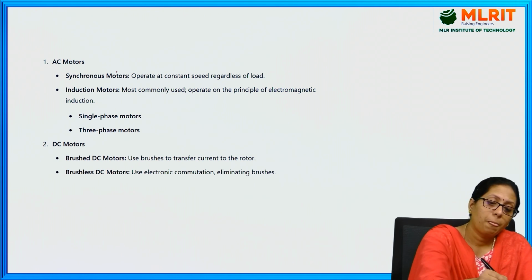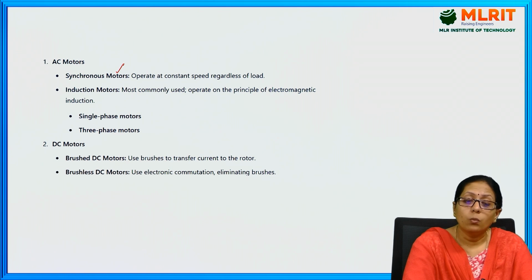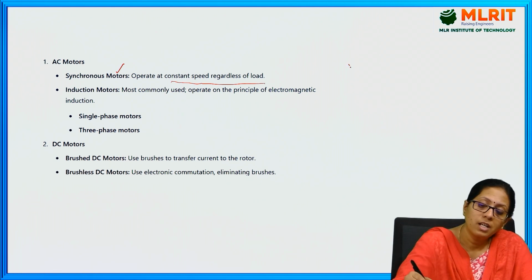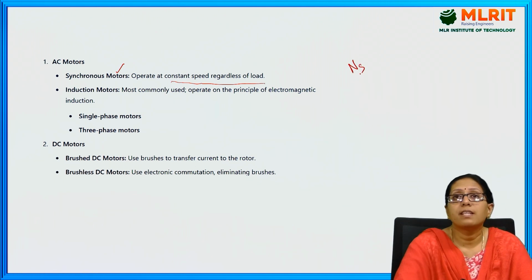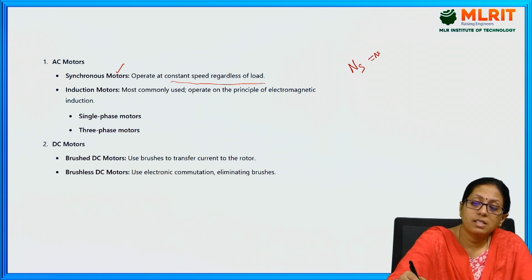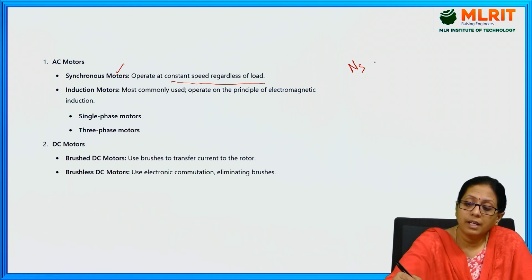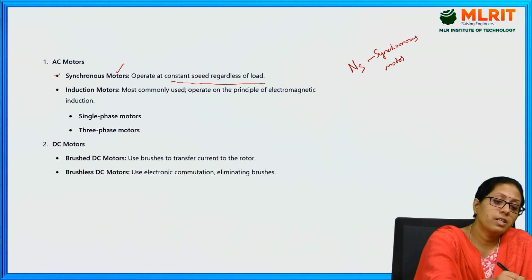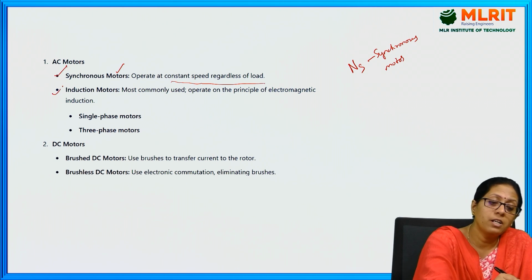The first one is the synchronous motor, which operates at a constant speed regardless of the load. Actually, the motor runs at a speed of Ns, that is synchronous speed, and the synchronous speed is constant in a synchronous motor. Whatever may be the load, the speed of this particular motor is constant. So, the first one is synchronous motor. The second one is induction motor.